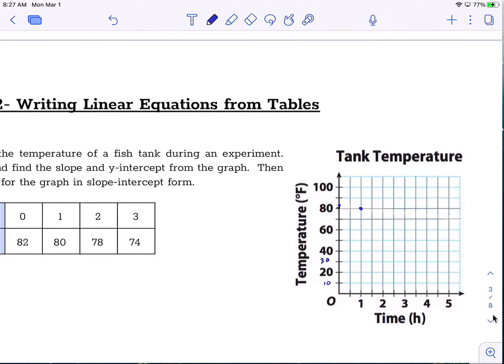So 2 and 78 would be there. And then last one, oh, I forgot. This is a typo here. This should be 76. So 3 and 76 would be about right there. So we'll just have to do, like I said, just do the best we can with that.